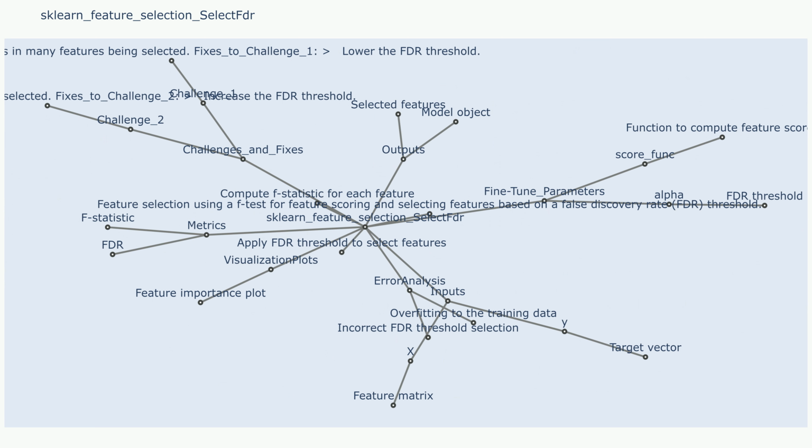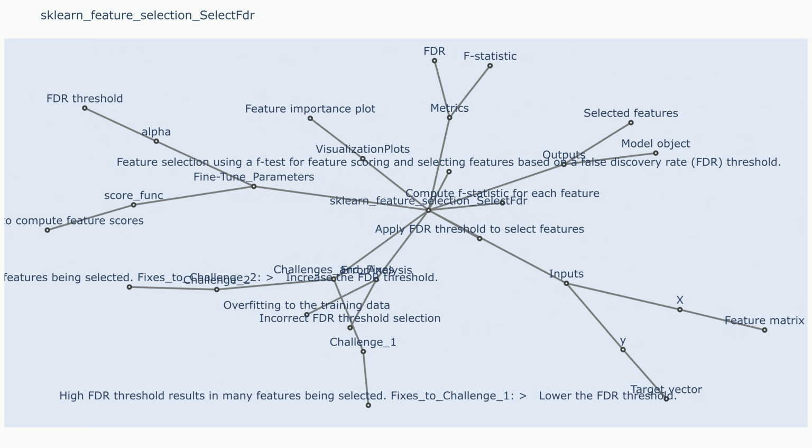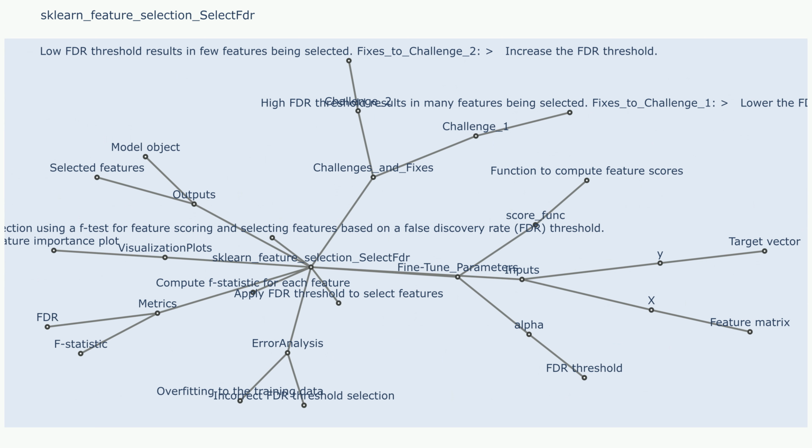Metrics. Accuracy, the proportion of correctly classified samples. Precision, the proportion of true positives among all predicted positives. Recall, the proportion of true positives among all actual positives. F1 score, the harmonic mean of precision and recall. R squared for regression, the proportion of variance explained by the model. Mean squared error, MSE, for regression, the average squared difference between predicted and actual values.